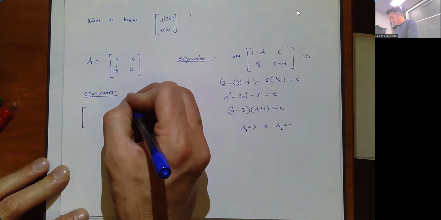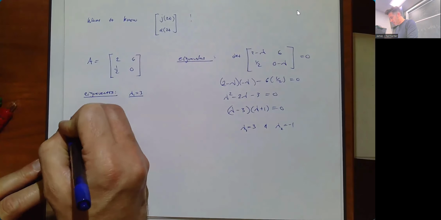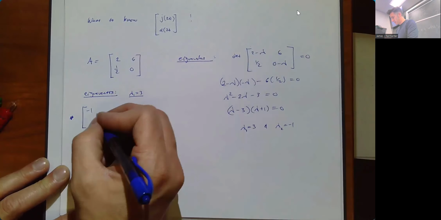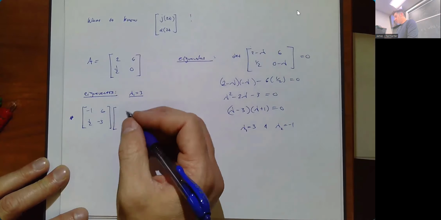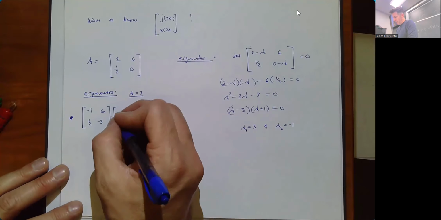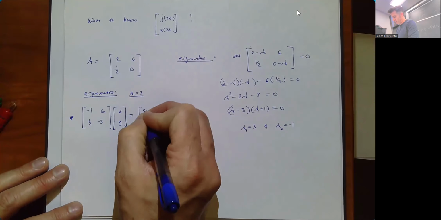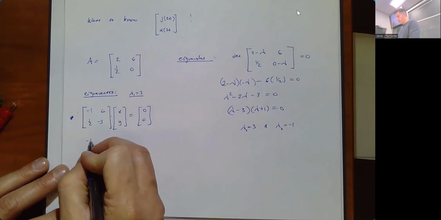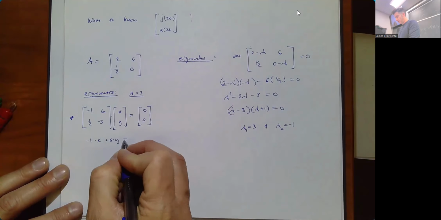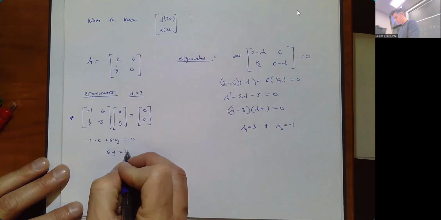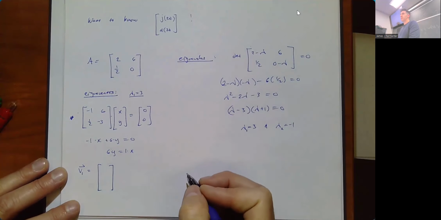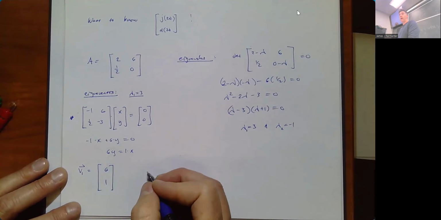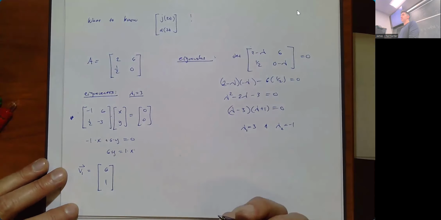Anyway, eigenvalue lambda 1 equal to 3. So 2 minus 3 is -1, 6, 1/2, and 0 minus 3 is -3, times XY equal to 0, 0. I would definitely use the first row: -1 times X plus 6 times Y equals 0. So 6Y equals 1 times X. So pick your eigenvector to be 6, 1. X is the coefficient of Y, Y is the coefficient of X. That's the nice, fast way of seeing it.